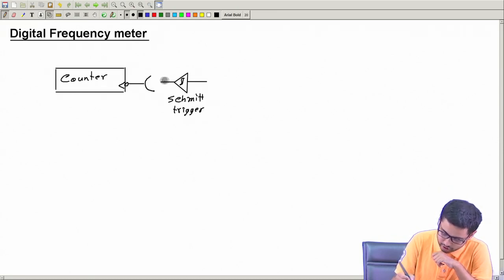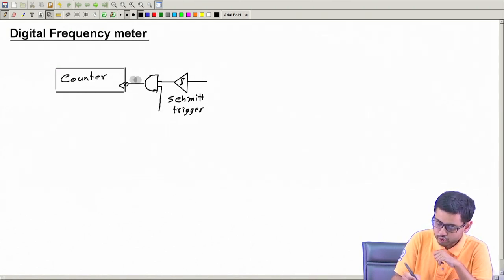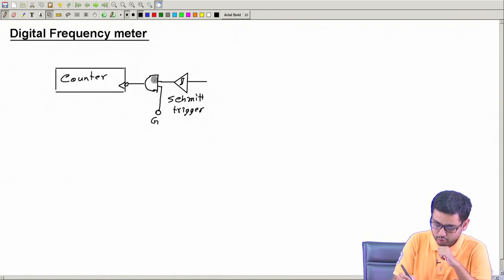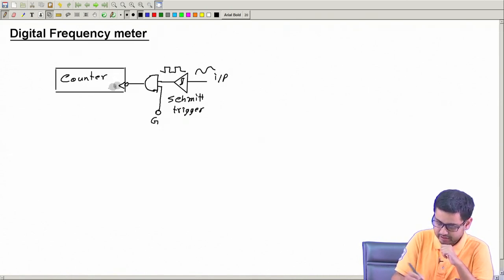But you can also use the AND gate, so that you have the flexibility to stop the counting at some point by making the input G of this AND gate equal to 0. You can stop passing the input from here to here, so the counting will stop. So, this is the input. This can be a sine wave or anything. Here we have a square wave and this will count.